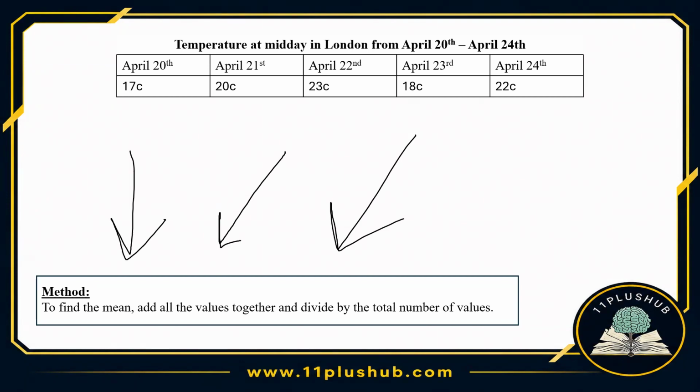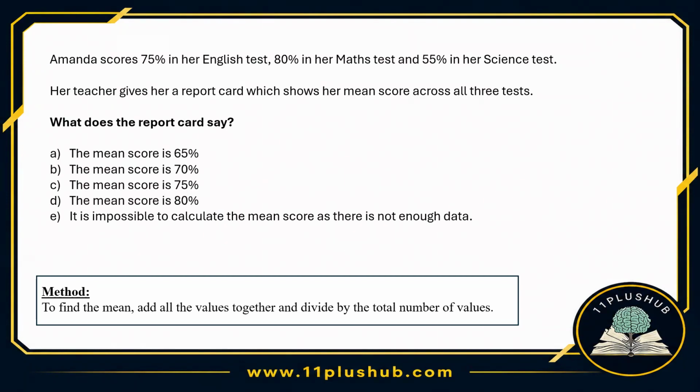Okay. So here's your question. It says Amanda scores 75% in her English test, 80% in her maths test, and 55% in her science test. Her teacher gives her a report card which shows her mean score across all 3 tests. What does the report card say? So pick from one of those options, guys. You don't have to write the answer out. Just write A, B, C, D, or E.